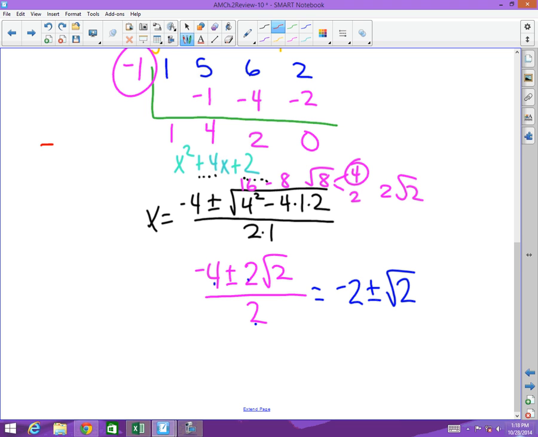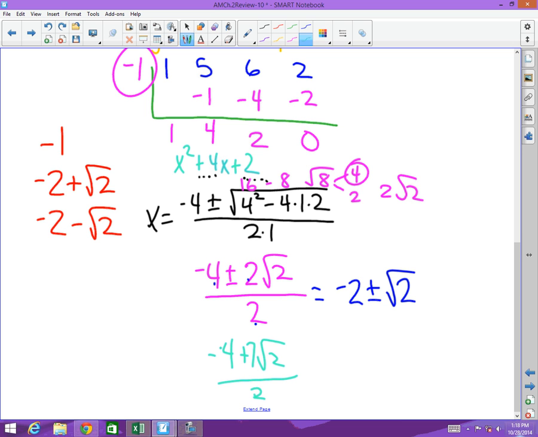And so your roots are negative 1, negative 2 plus the square root of 2, and negative 2 minus the square root of 2. Now remember, if you have something like negative 4 plus 7 times the square root of 2 over 2, you cannot divide these two things by 2 and then write negative 2 plus 7 square root of 2. That is not allowed because you have to divide it out of all 3 things. So don't do that. You just have to leave it like this. And you can't divide it out of something that's underneath the square root because they're not the same type of thing.